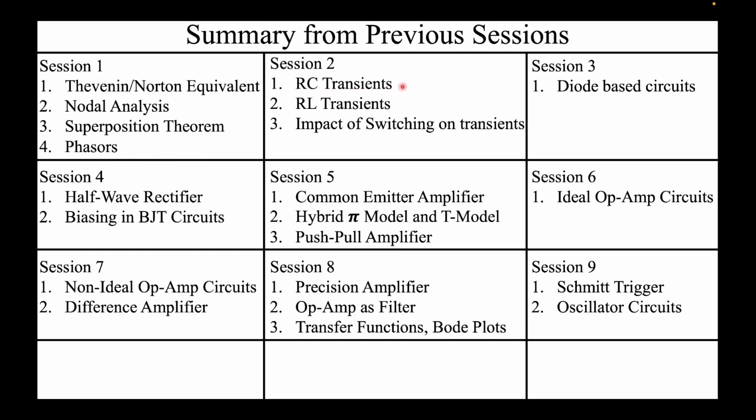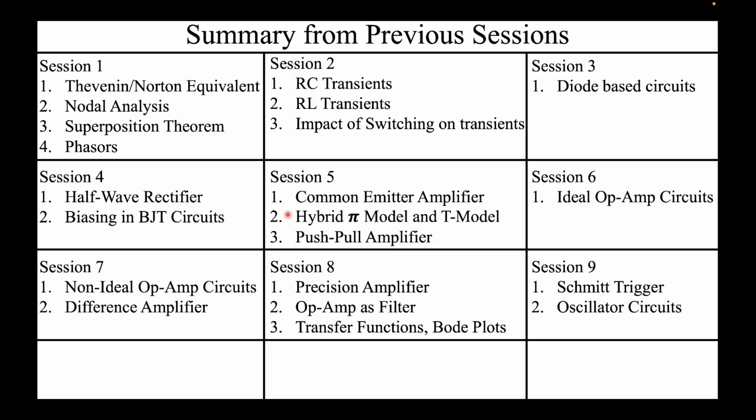Then in the second session, we added some complexity by talking about the transients, primarily RC and RL transients. And then we also talked about how switching impacts the transients. Finally, we switched into some semiconductor devices, primarily diode-based circuits, which involved clamper circuits and peak detector circuits. And then we continued with diodes to study the half-wave rectifier. And then we jumped to BJTs, bipolar junction transistors, and how DC biasing impacts the currents and other things in a BJT circuit.